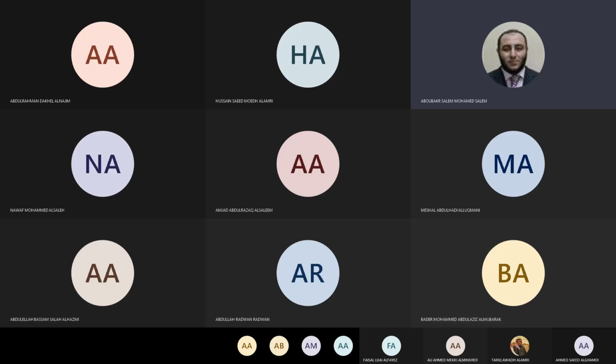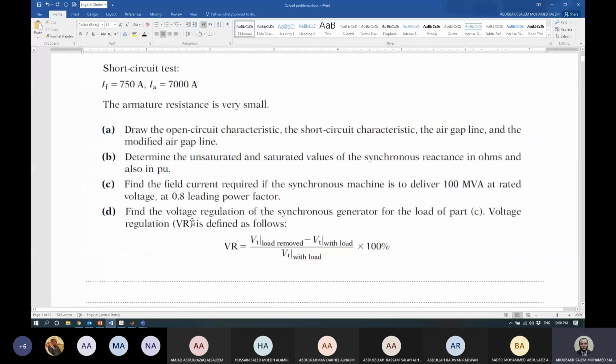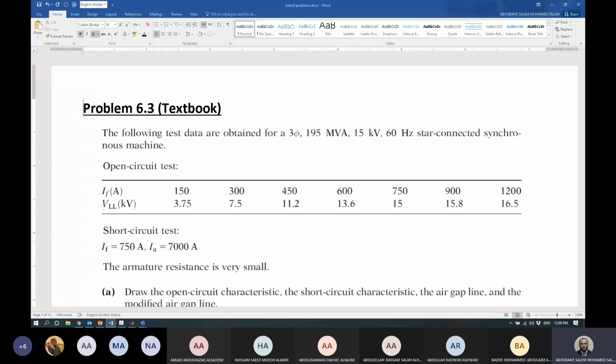Regarding the power transfer, and you can write notes here before.